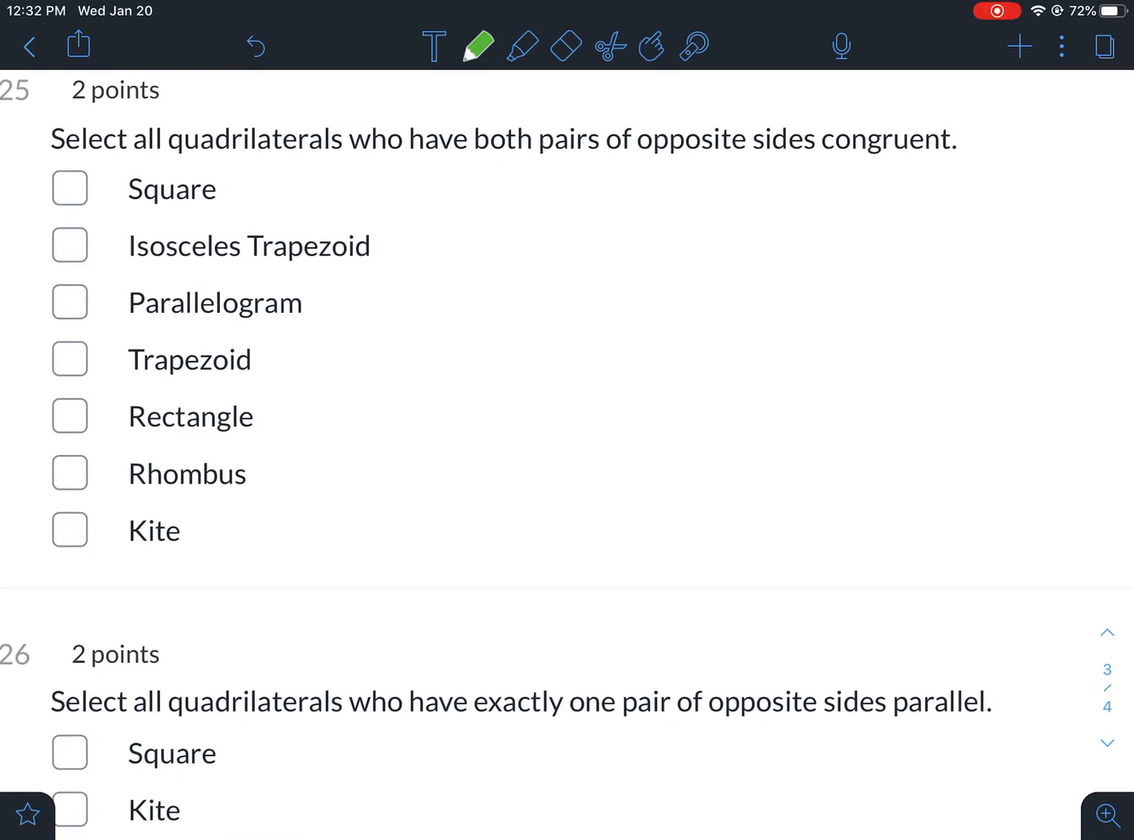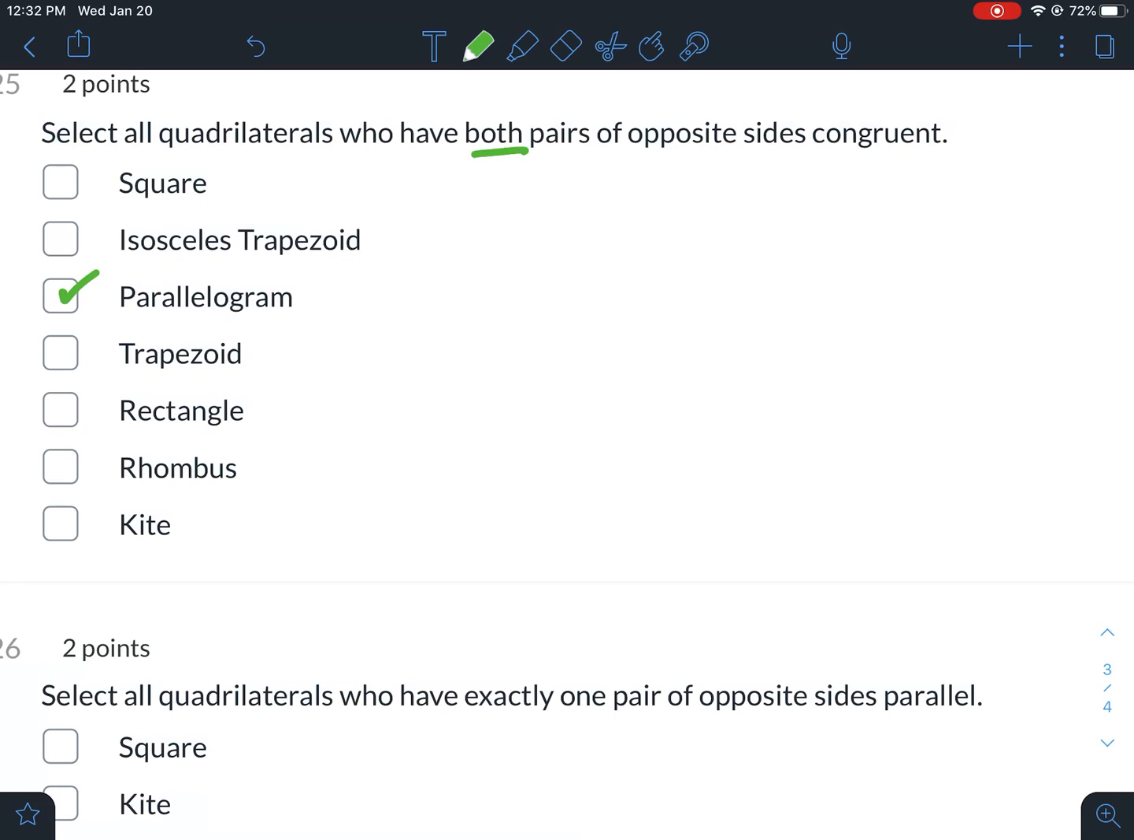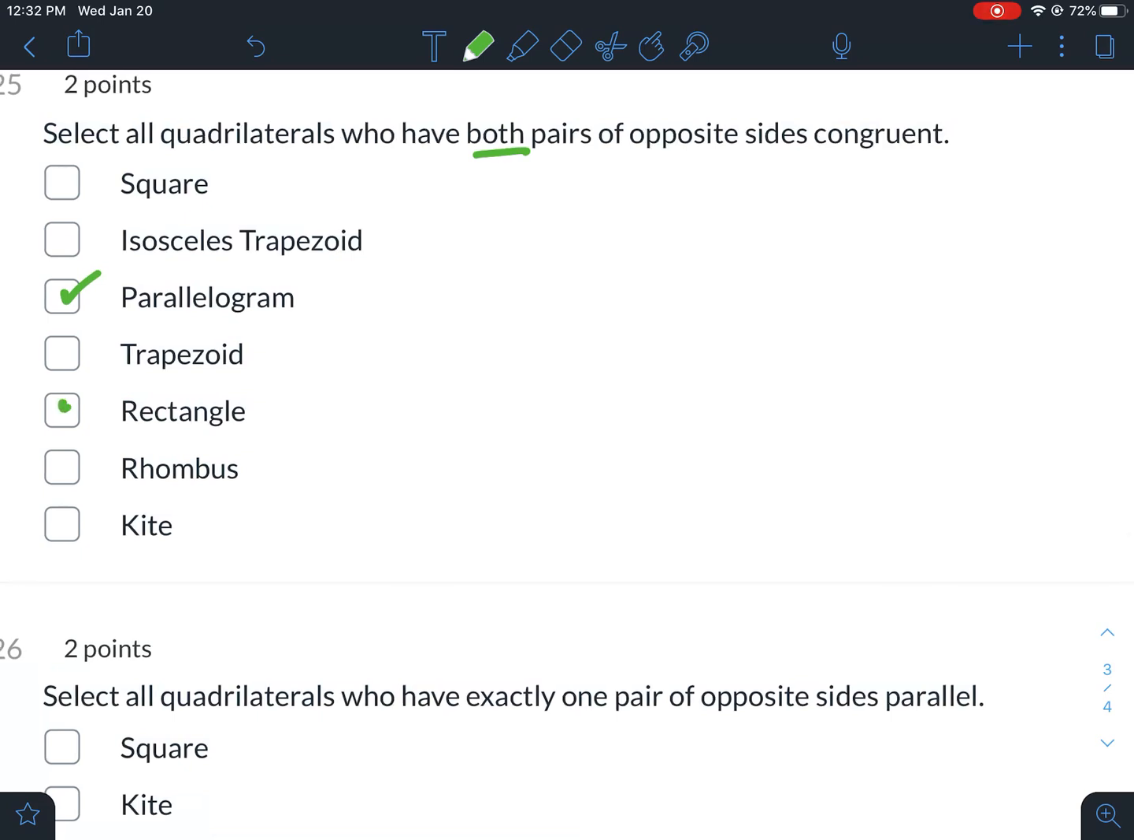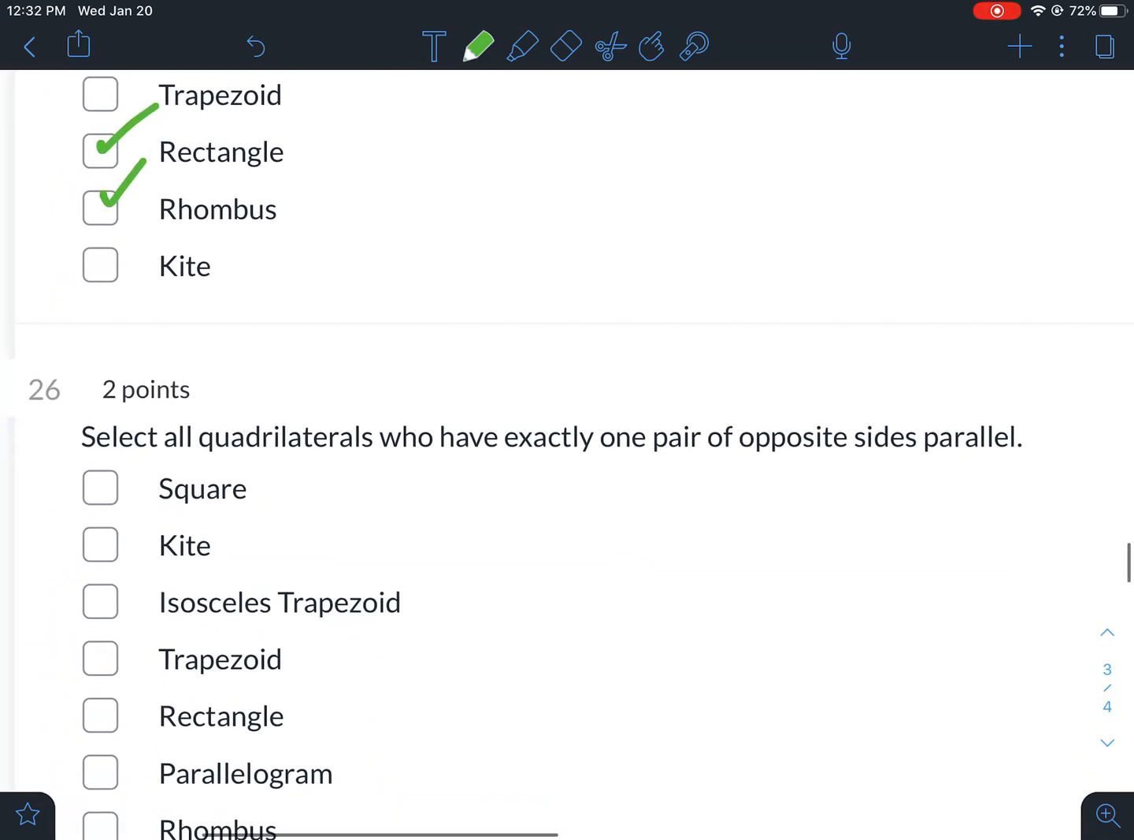Which quadrilaterals have both pairs of opposite sides congruent? So again, that is one of our properties of a parallelogram. So under parallelogram, we have rectangles and rhombuses and squares. In addition to that, we have trapezoids, no, and kites, no. So that's it. Kites have consecutive sides equal.